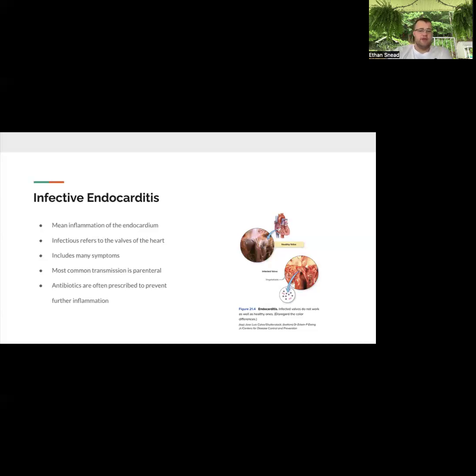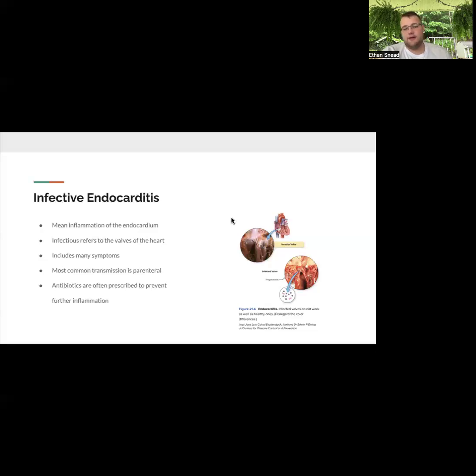One of the most common treatments for this disease is surgery. To prevent the spread of the infection, antibiotics are prescribed before the surgery to prevent subacute endocarditis, which is another form of endocarditis as well. It also prevents further inflammation of the endocardium.